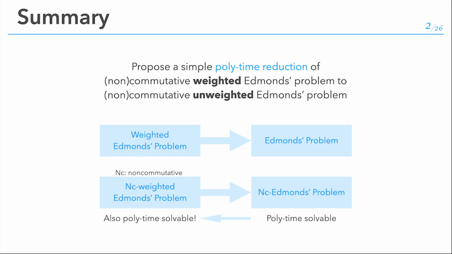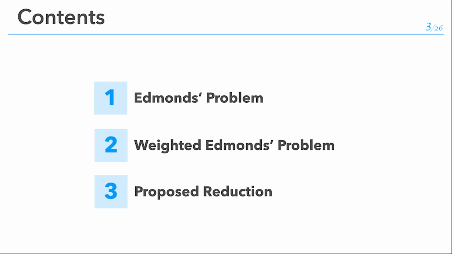This is a summary of my talk. I proposed a simple polynomial time reduction of commutative or non-commutative weighted Edmonds problem to commutative or non-commutative unweighted Edmonds problem. This is the contents. First, I talk about Edmonds problem.